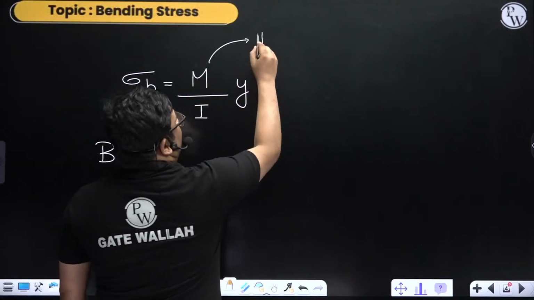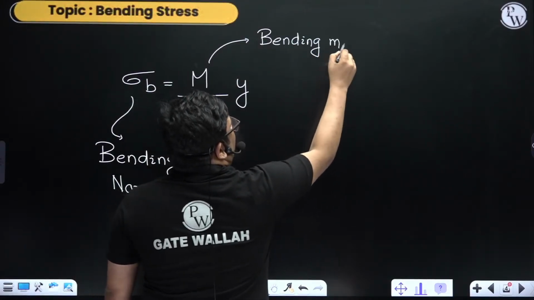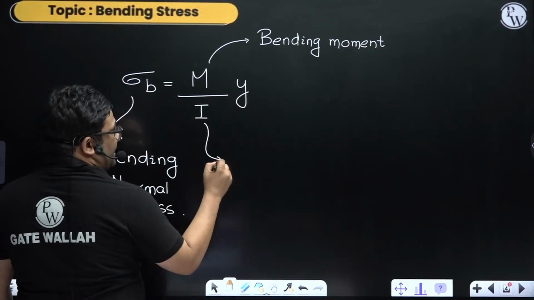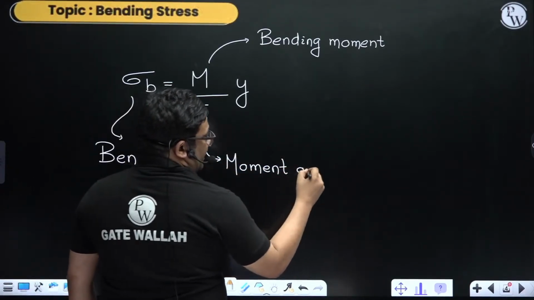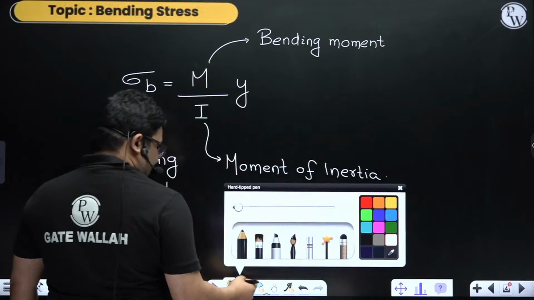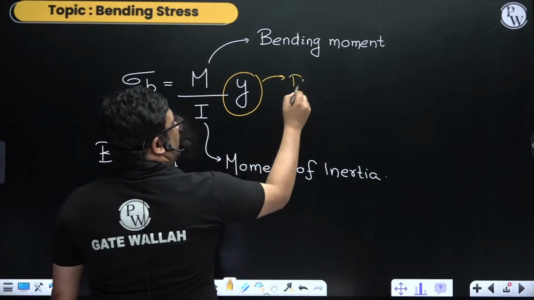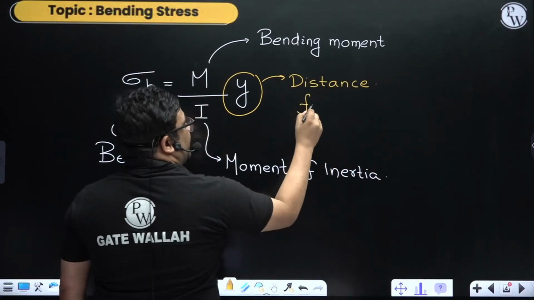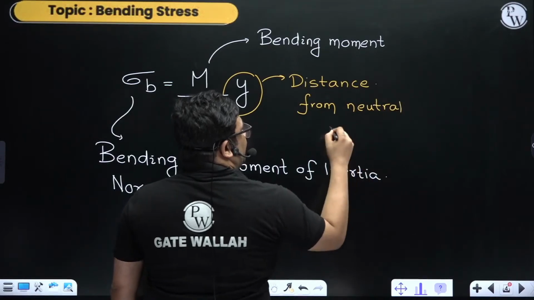M is the bending moment. In the last class we saw how to find bending moment at any particular section. I is the moment of inertia. And y is the distance from the neutral axis. We'll see the things one by one.